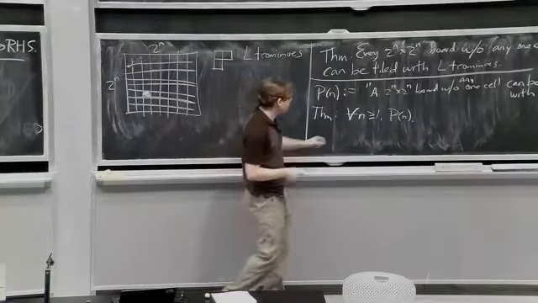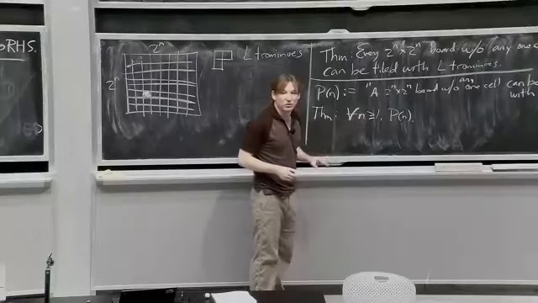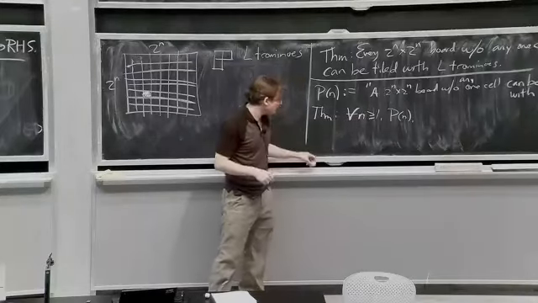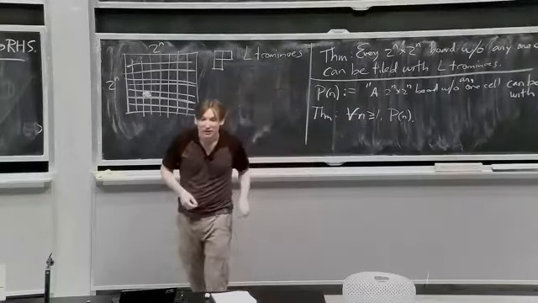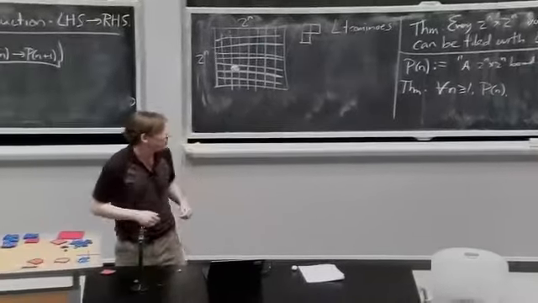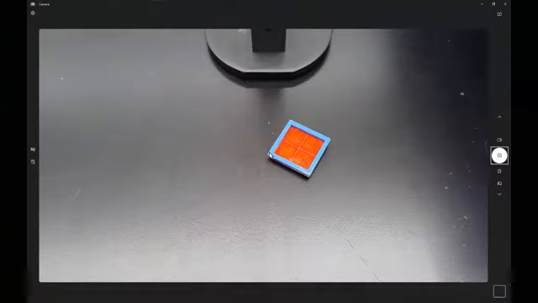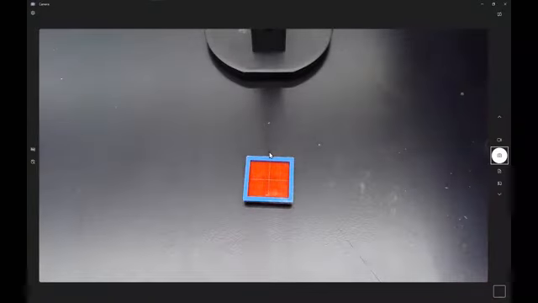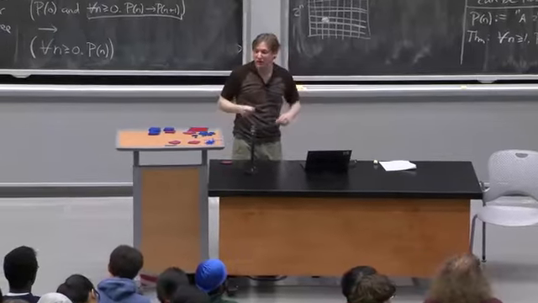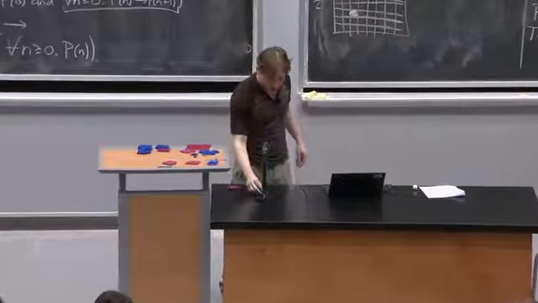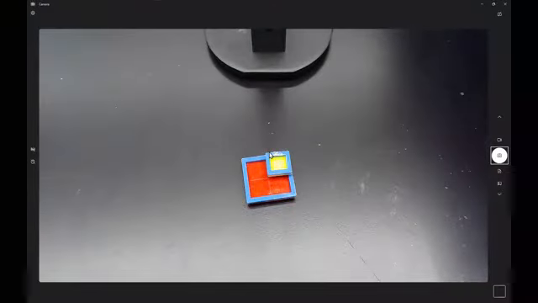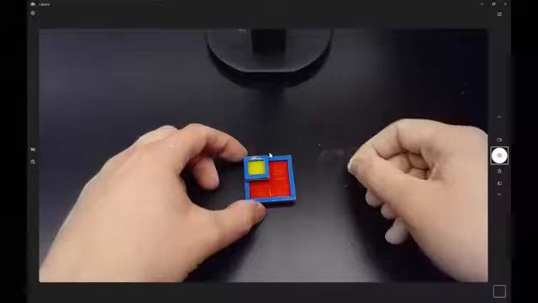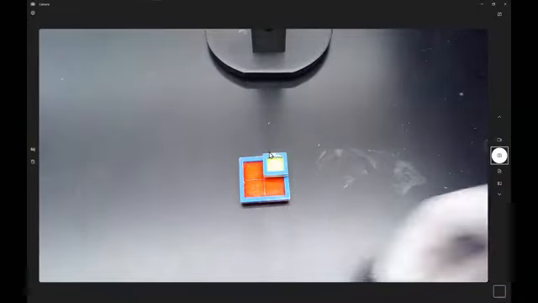OK, well, let's start with n equals 1. You can think about what n equals 0 means. It turns out it's true. But let's start with n equals 1. So a 2 to the 1 by 2 to the 1 board, that's a 2 by 2 board. And can you see the little crosshairs in there? It's a 2 by 2 grid. And we're supposed to say no matter which single piece, no matter which single cell we remove, we can always tile what remains with these L shapes.